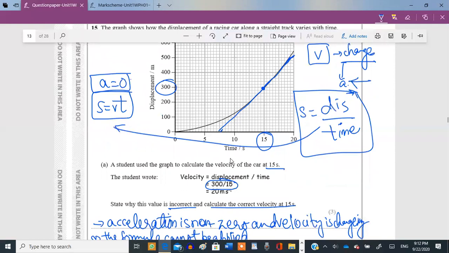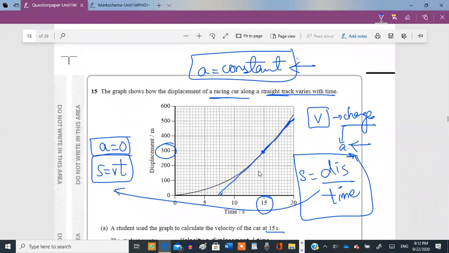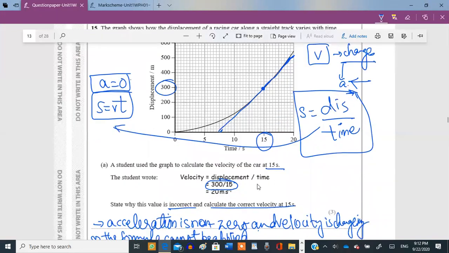Why did I not use the equations of motion here? The reason is that they didn't tell us in the question that acceleration was constant. This is not told anywhere in the question, so the car might be moving at constant acceleration or it might not. Equations of motion can only be applied when the car is moving at constant acceleration. Since they didn't mention it, it's better to draw a tangent and calculate its gradient. I'm not doing the gradient calculation, you can do that yourself. Please do these questions once you are done with the class. I'm leaving them for your practice.